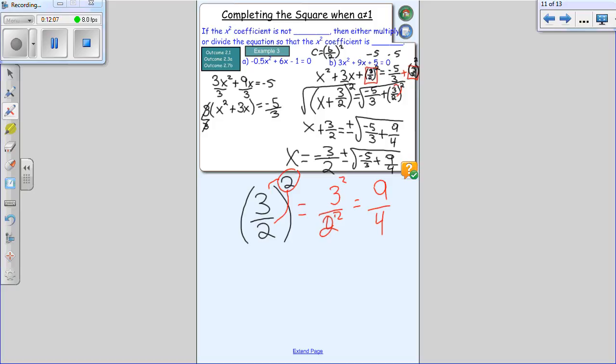Where? Like 3 over 2. 3 over 2, that is. It's positive. 3 over 2? Like on the, right there. Yeah. That's negative. I have the negative right with the 3. Sorry, it's a little tough to see.